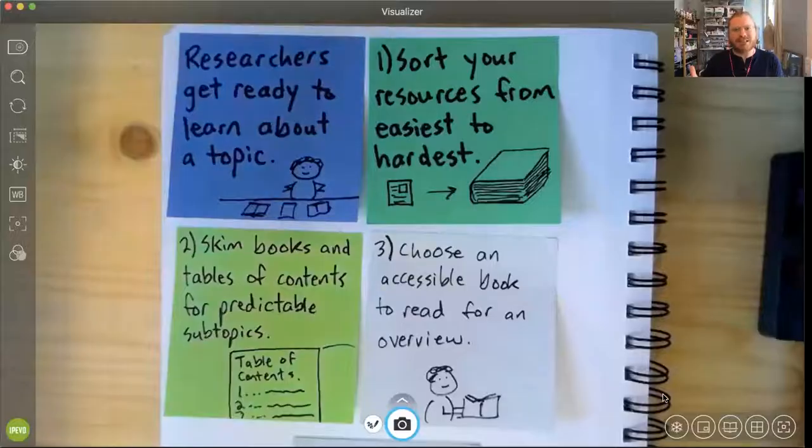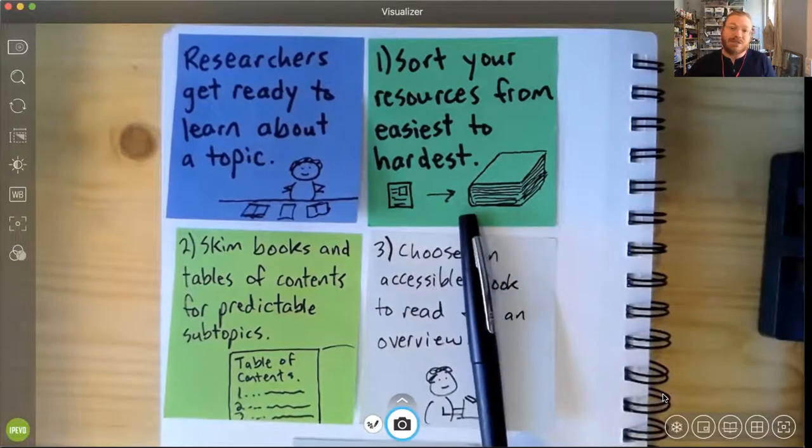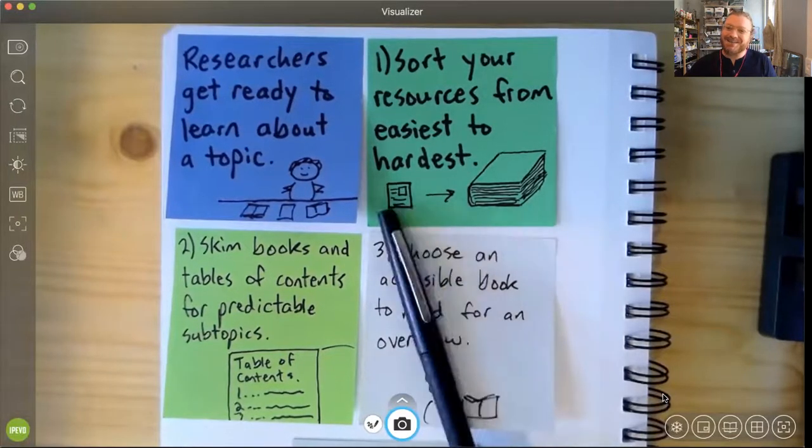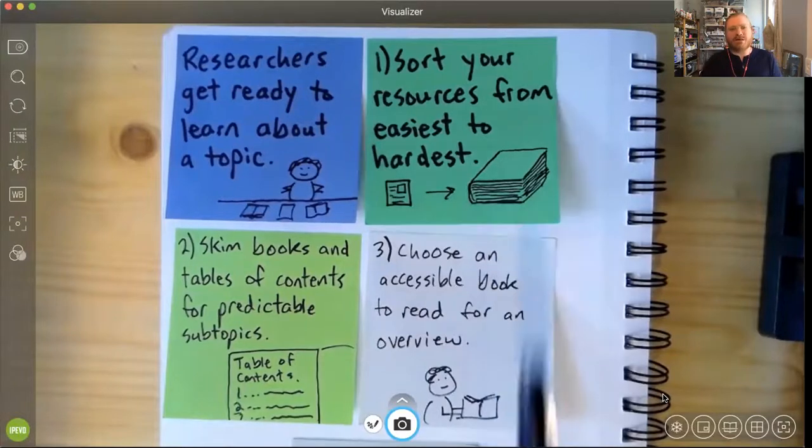unit. And really, this is a reminder for those of you who joined us for the Reading the Weather, Reading the World unit. These are the same steps we took when we were researching extreme weather or natural disasters. So as you already know, when researchers are getting ready to learn more about a topic, they first want to take a look at all the resources that they have. And what they do with them is they sort them from easiest to hardest. As we talked about when we were studying drought and floods, you want to start with your easier text first before diving into trickier text.